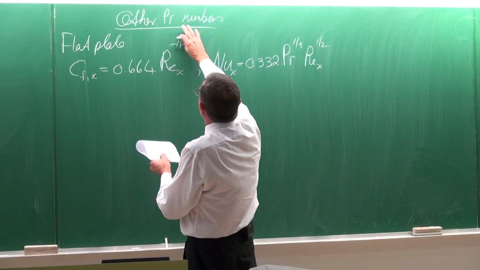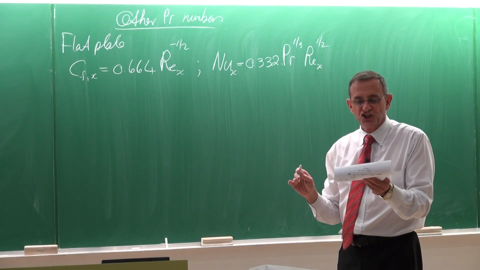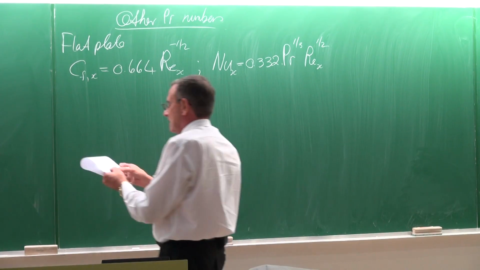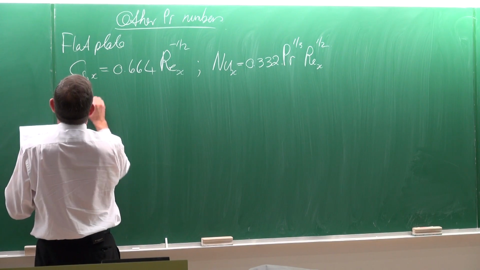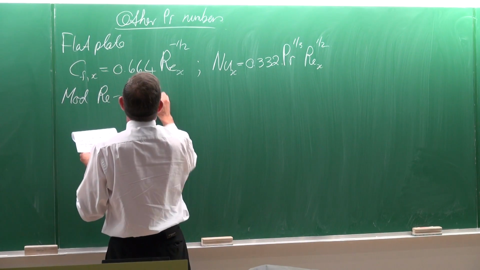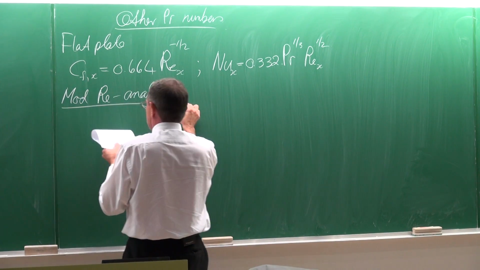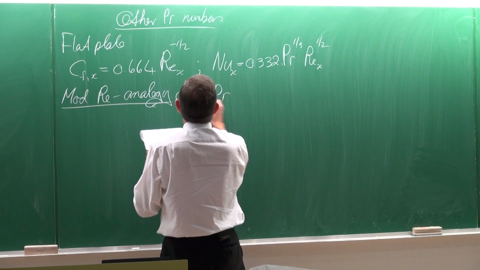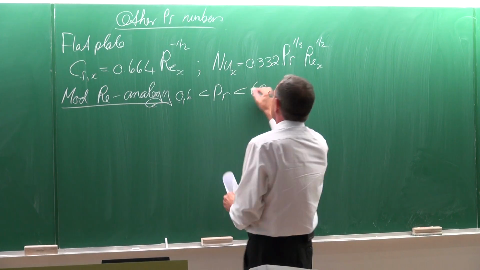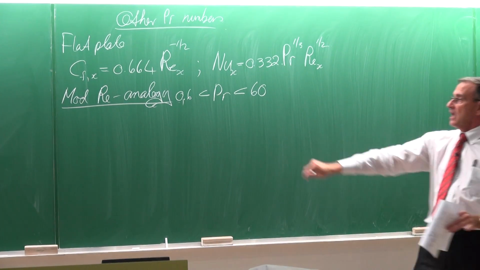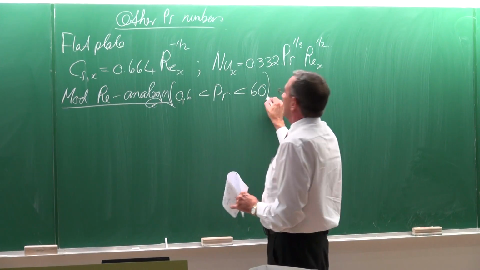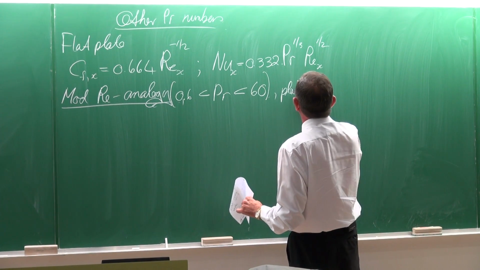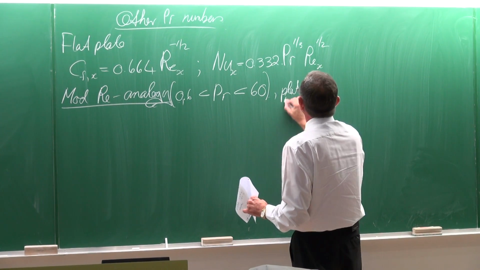Now, as I've mentioned, for other Prandtl numbers, this was done by Chilton and Colburn, and it is called the modified Reynolds analogy. The modified Reynolds analogy is valid for Prandtl numbers larger than 0.6 and smaller than 60. So most of your gases and liquids will actually fall into this category. Take note, the assumptions here are a flat plate and laminar flow.